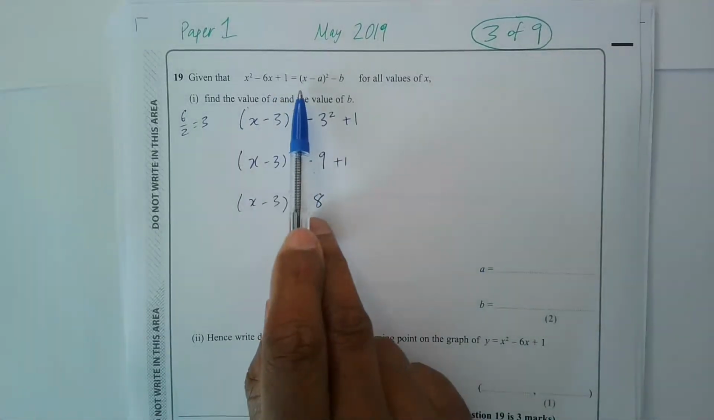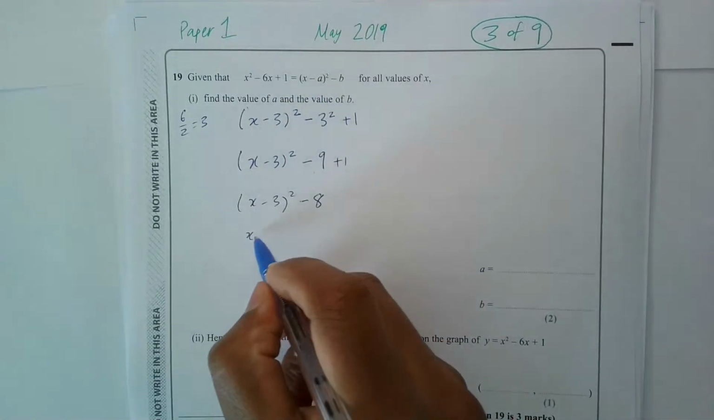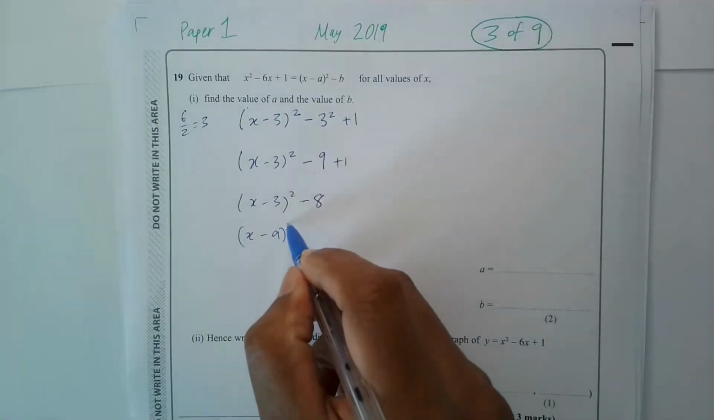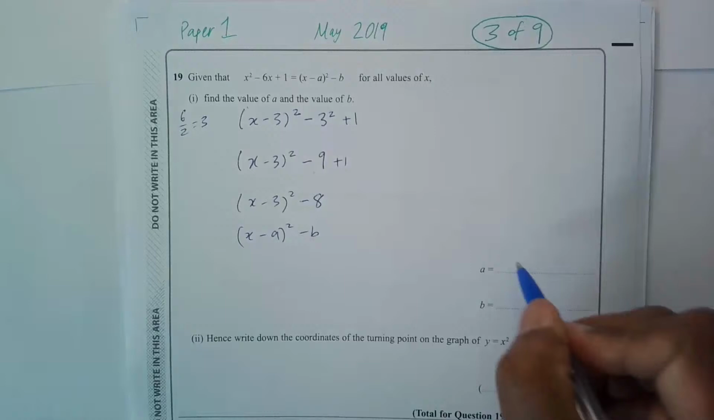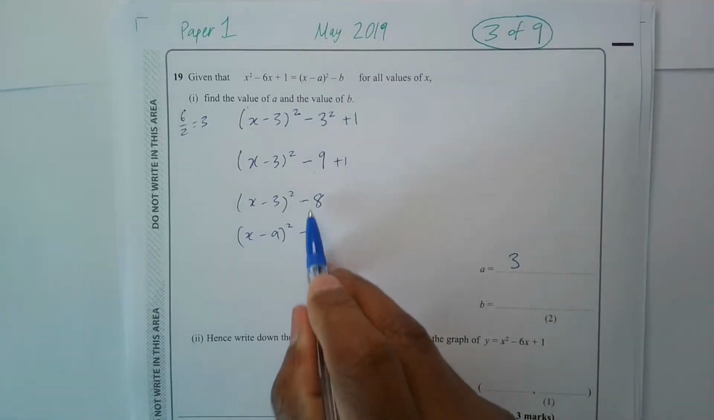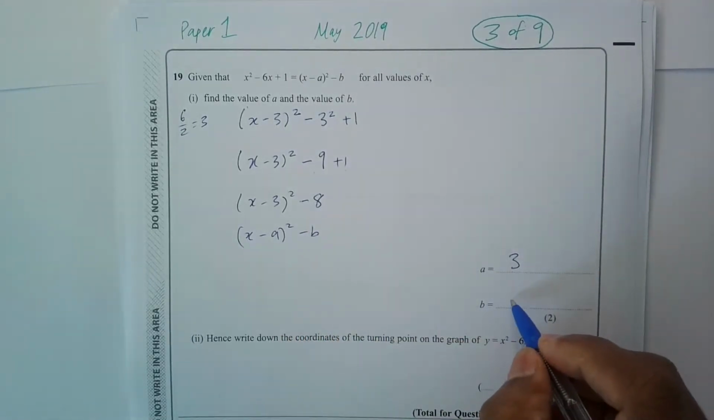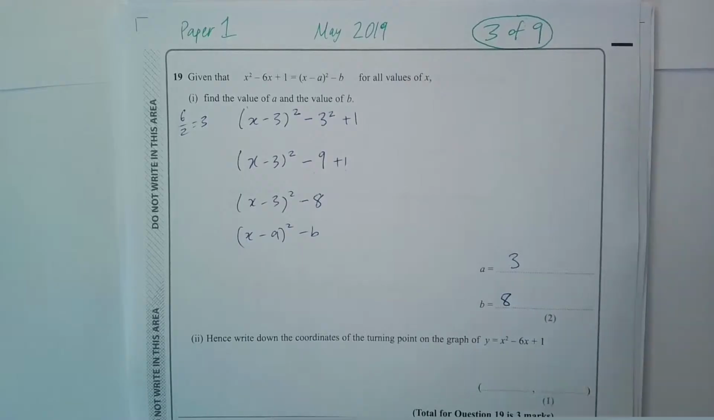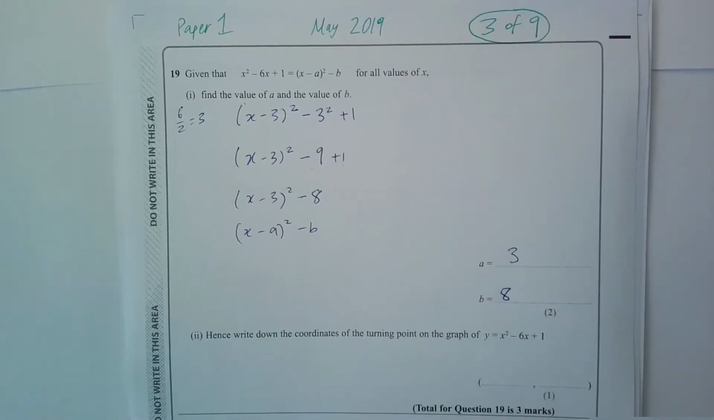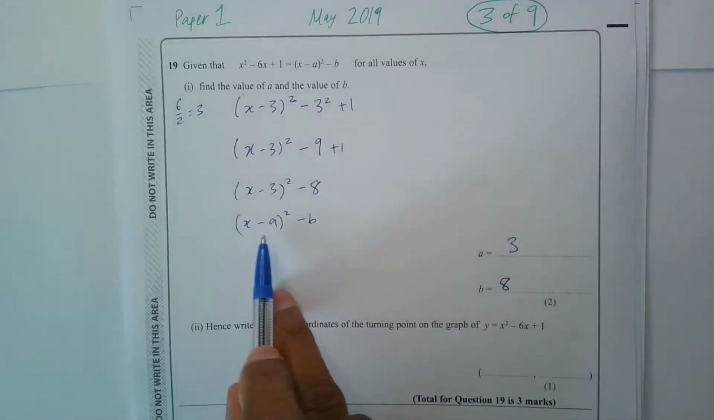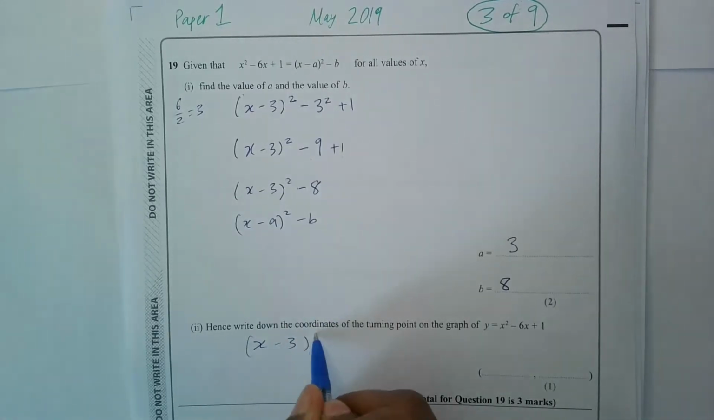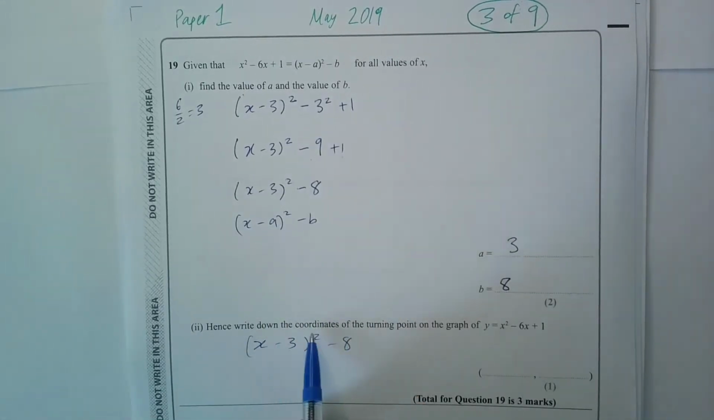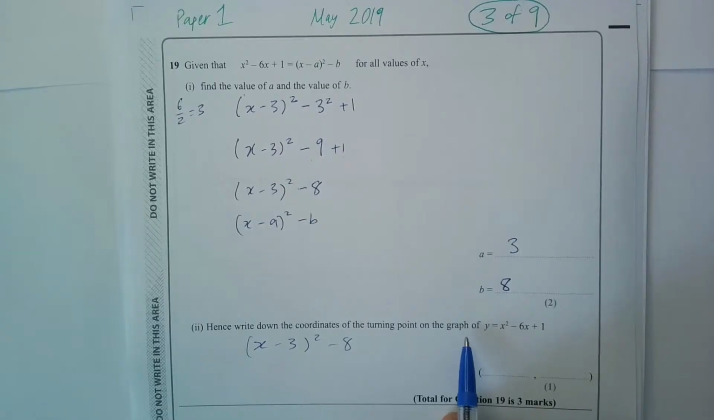And I am told it's in the form (x take away a) all squared minus b. So my a is 3, and my b is 8, you can see there. And that's my answer. And from here, if I write my (x minus 3) squared minus 8, hence write down the coordinates of the turning point on the graph.